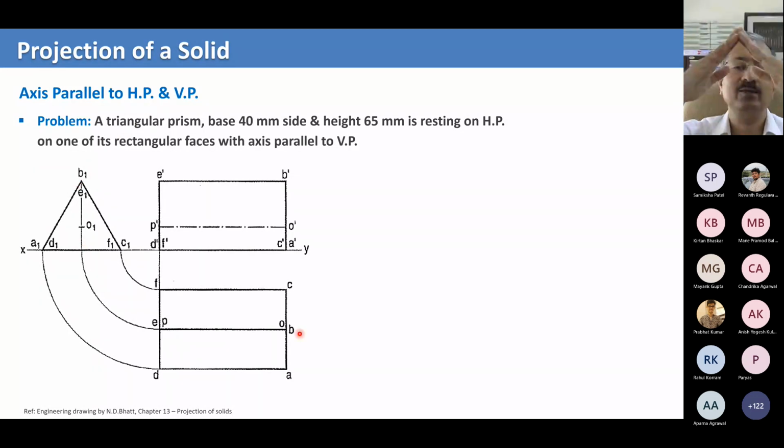In fact, the prism is like this, right? So not only are you seeing the edges of the base, you're also seeing the line on which the inclined faces meet, and that line also is visible in the top view, which is now seen as this line. Okay, so straightforward, not a difficult one.